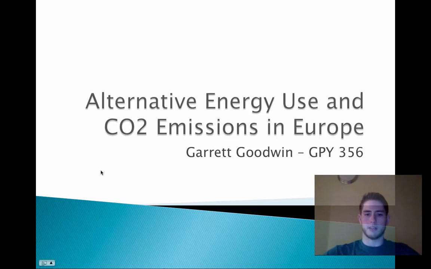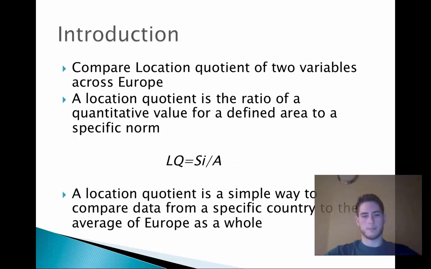This is my Geography 356 mapping project. Today I'm going to be looking at alternative energy use and CO2 emissions in Europe. So the objective of this project is to look at two variables and map them across Europe.